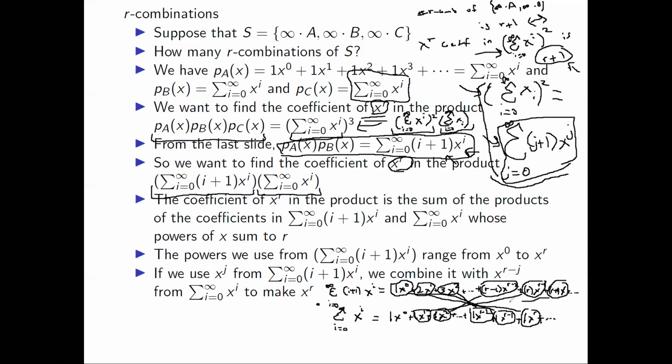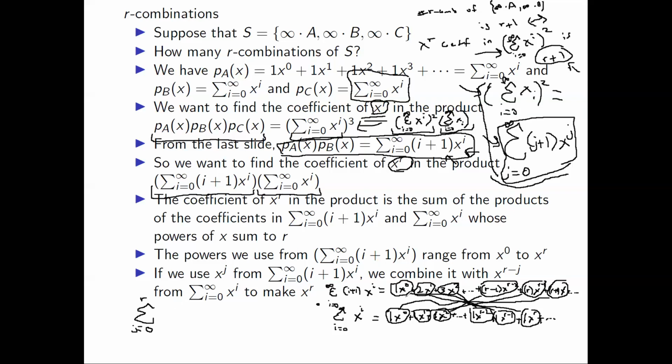Of course, there's going to be more terms after that, but they're irrelevant to the x to the r coefficient in the product. That last one that's relevant pairs with this 1x to the 0. And we just want to add together the products of these pairs of coefficients to find the coefficient of x to the r in the product of the polynomials. And so we can see that that sum of the products is just going to be the sum from j equals 0 to r again, because we can use any power x to the i for i equals 0 up to r. So j equals 0 up to r of, and this is going to be the sum of the products of the coefficients in these pairs.